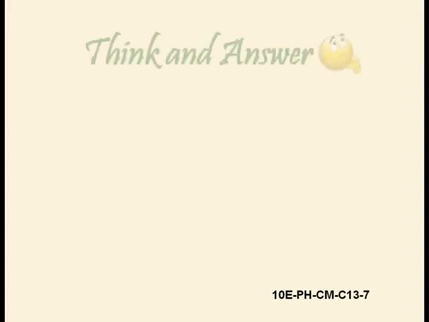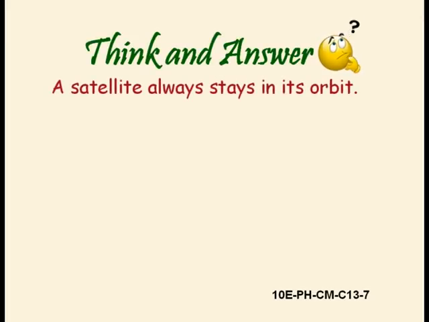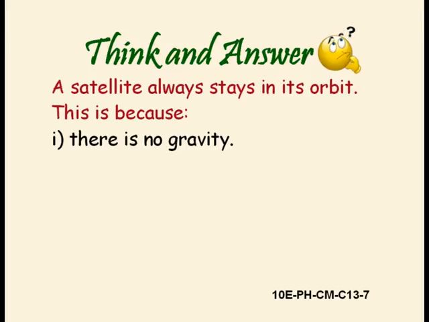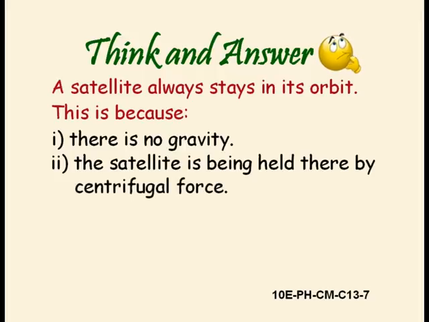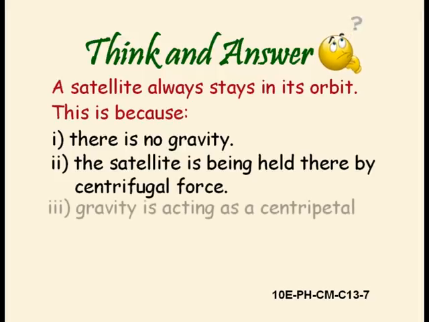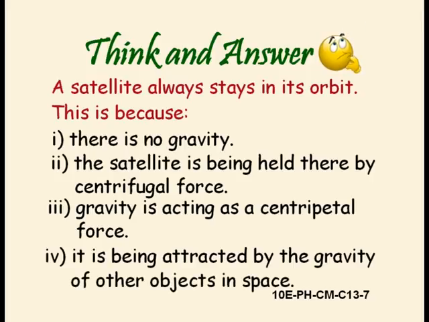Dear children, think and answer. A satellite always stays in its orbit. This is because option 1, there is no gravity. Option 2, the satellite is being held there by centrifugal force. Option 3, gravity is acting as a centripetal force. And option 4, it is being attracted by the gravity of other objects in space.